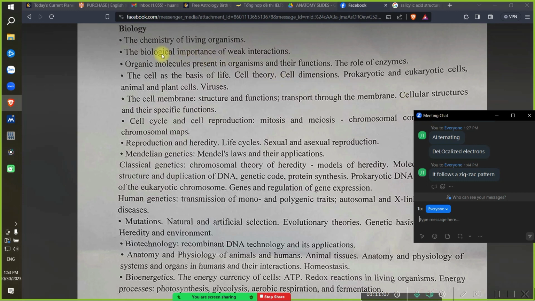For example, chemistry of living organisms. We have to talk about how the structure is formed and how it makes up a living body. Then the dimension, whether big or small matters. Big or small cells are actually important because if the cell is too big, it cannot exchange material effectively with the environment, and if the cell is too small, it will not have enough organelles to perform its normal function.